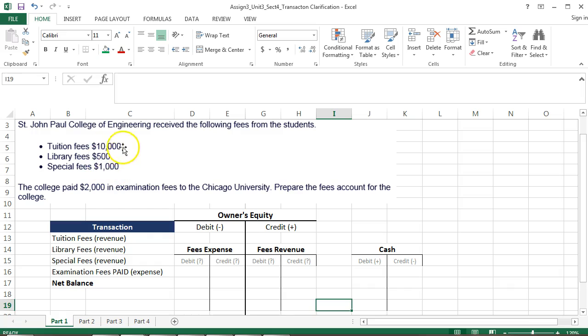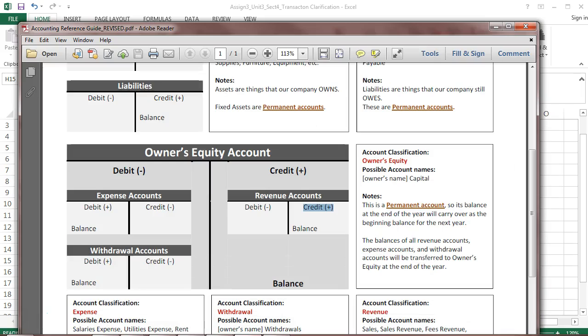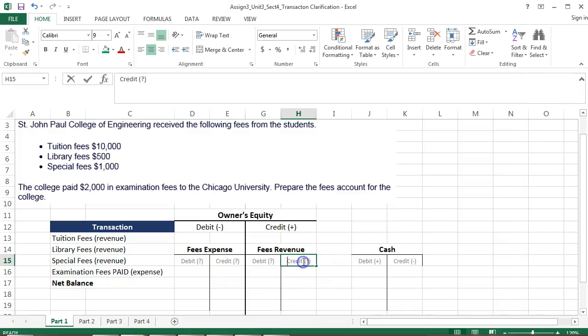First, we are collecting tuition fees of $10,000. Tuition fees are revenue for us, so we're going to record $10,000 as an increase to our revenue. But first we have to decide whether that is going to be a debit or a credit. When we looked at our reference guide, we see that a revenue account increases on the credit side, decreases on the debit side, and an expense account is just the opposite.